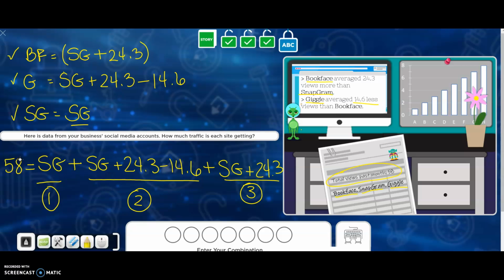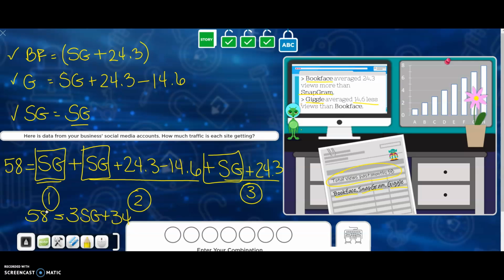So if I look at my like terms, this will be something that we use frequently coming up. I have 3 SG. I could also just think of that as 3X. And then I have 24.3 minus 14.6, which gives me 9.7. And then I also have another additional 24.3, which gives me a total of 34. So 3SG plus 34 equals 58. And I'm solving for the variable.